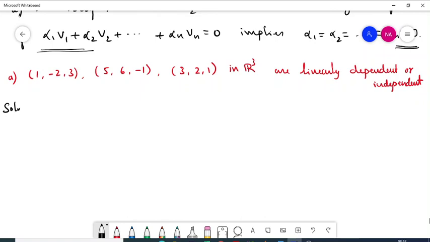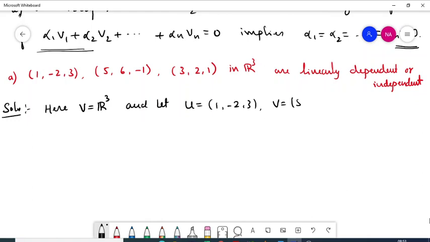Solution. See, here vectors are taken from R cube. So here V is R cube, product of R with itself. And let U be (1, -2, 3), V be (5, 6, -1) and W be (3, 2, 1). Now first you need to take the linear combination to be 0.